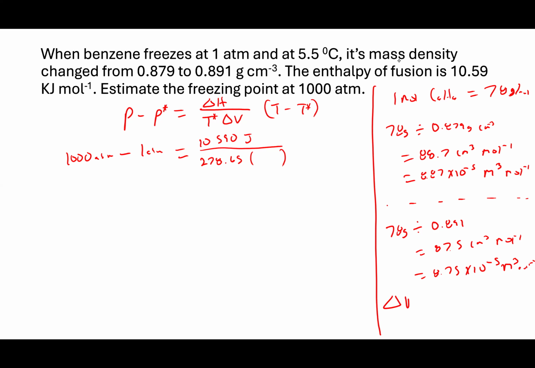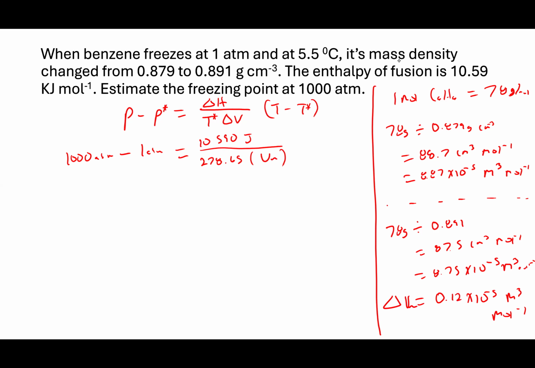And so our delta V here is going to be the difference between the two, right? Let's do 8.87 minus 8.75. This is going to be, we'll call it 0.12 times 10 to the negative fifth meters cubed per mole, right? That's the one little wrinkle in this question. So take this number, put it in here.